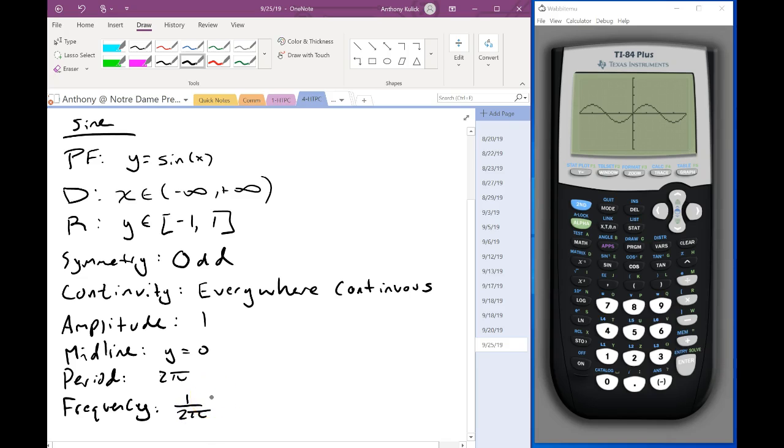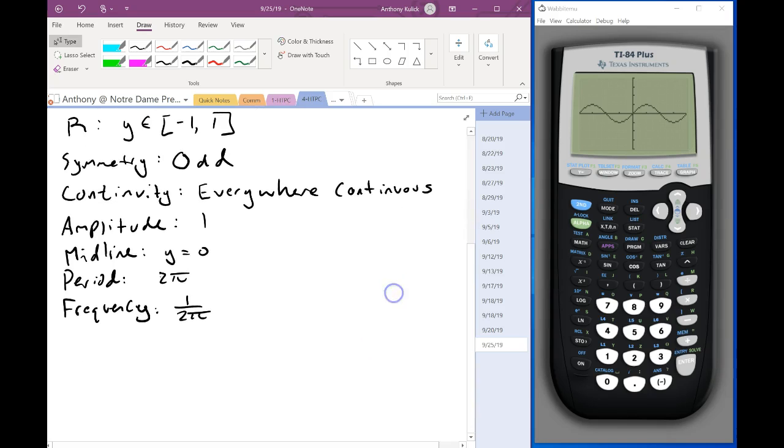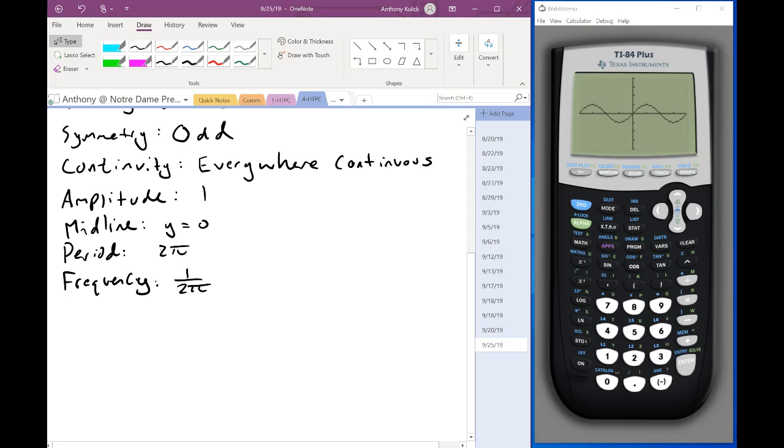So the amplitude is 1, the midline is y equals 0, the period is 2 pi, and the frequency is 1 over 2 pi. Let's just define what we mean by these 4 things, because these are all potentially new vocabulary.